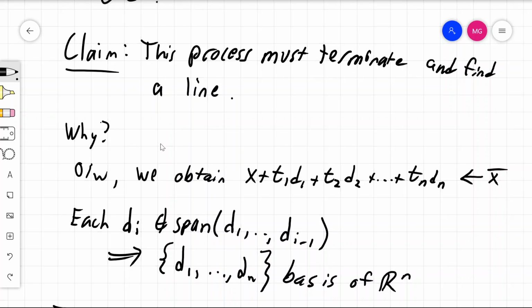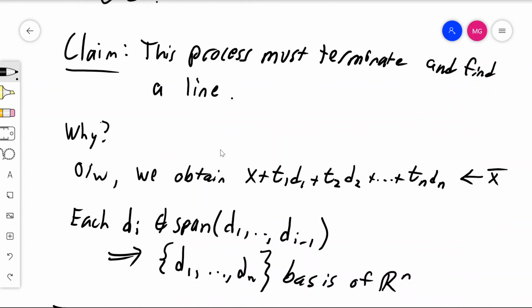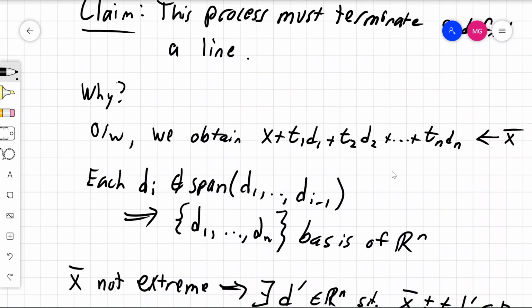Because otherwise, what would happen if we didn't terminate and find a line? We're going to keep going and keep going, and at some point, we're going to have x plus t1 d1 plus t2 d2 plus all the way to tn dn. So we've iterated n times. n is the dimension of the space that we're working with. Let's call that x bar. So it's the original x plus some movement in all these different directions, d1 to dn, and that overall point is x bar.